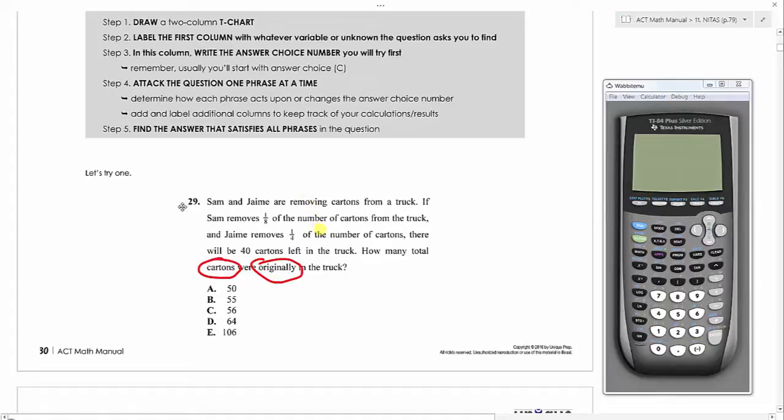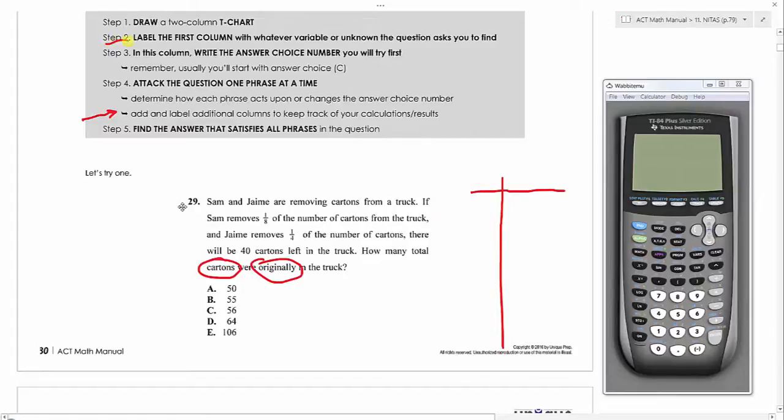So could we do this algebraically? Some of you might be able to do it algebraically, but we're in the NITAS section and we need practice doing this technique. So of course we're going to do this using NITAS. Notice step 1 is to draw a 2-column T-chart. So I'm just going to draw a 2-column T-chart. A lot of students want to go ahead and start labeling all the columns initially. Do not do that. You will not start adding and labeling additional columns until you get to step 4. So first, it's just a 2-column T-chart.